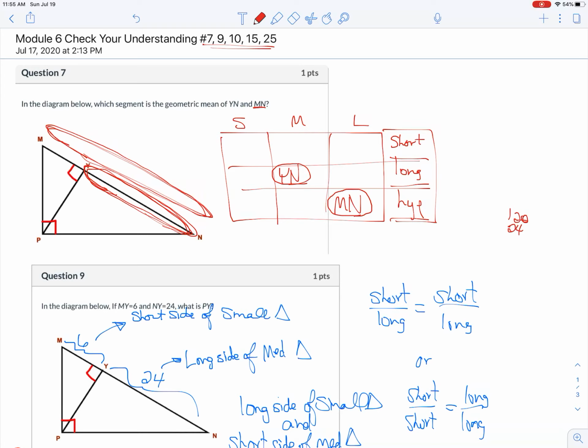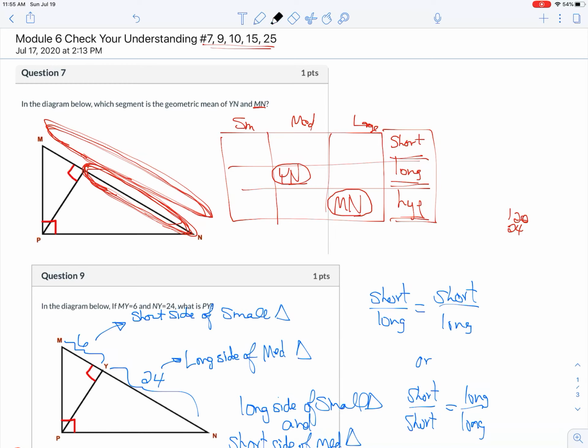For the geometric mean, I'm a visual person, so I like to make a chart that has the small, medium, and large triangles that are all in this figure, and then there's a short side, a long side, and a hypotenuse. I take what I'm given, YN and MN, and I put them where they correspond. For example, YN, this thing right here, is the long side of the medium triangle. And MN, this one here, is the hypotenuse of the very large triangle.